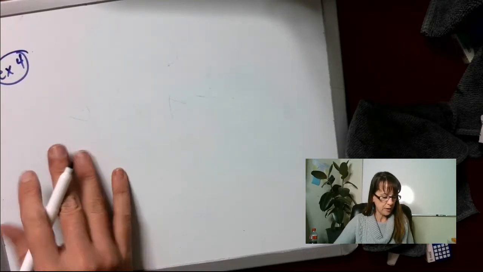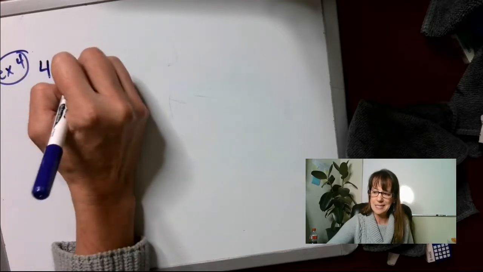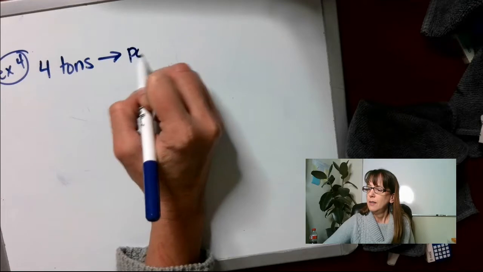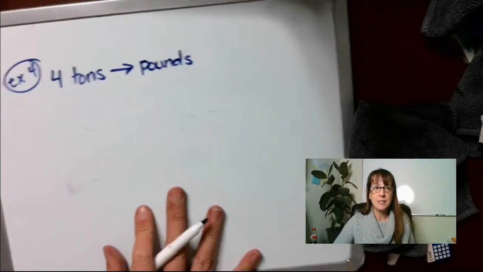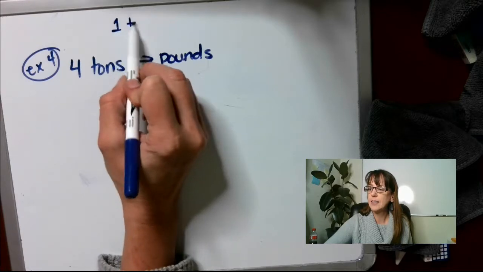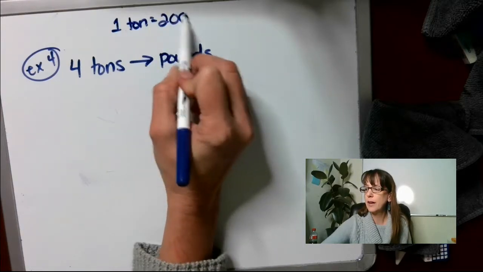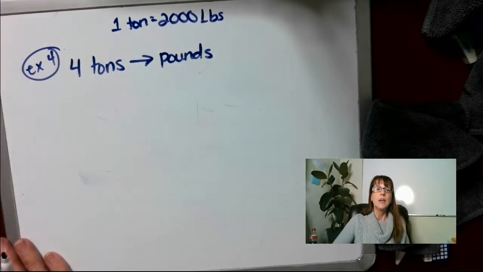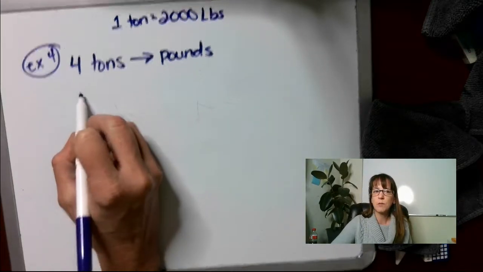Use a unit multiplier to convert 4 tons into pounds. Go back into your notes, guys, and write 1 ton equals 2,000 pounds. You can use LBS as the abbreviation, okay? I forgot to tell you that one at the beginning. So now we're going to do the problem.